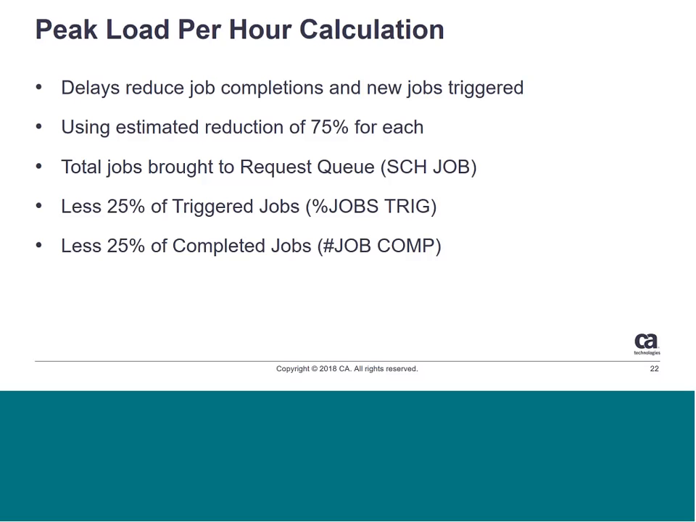But then when you get into delays, you're not going to be bringing every job in. Job completions are going to be reduced because your work is being delayed, and therefore fewer jobs will be triggered in. So I'm using an estimated reduction of approximately 75%. What we're saying is, how many jobs have we got being brought into the request queue by scheduled job, and then take 25% of triggered jobs, take 25% of completed jobs, and reduce those figures based on those calculations.